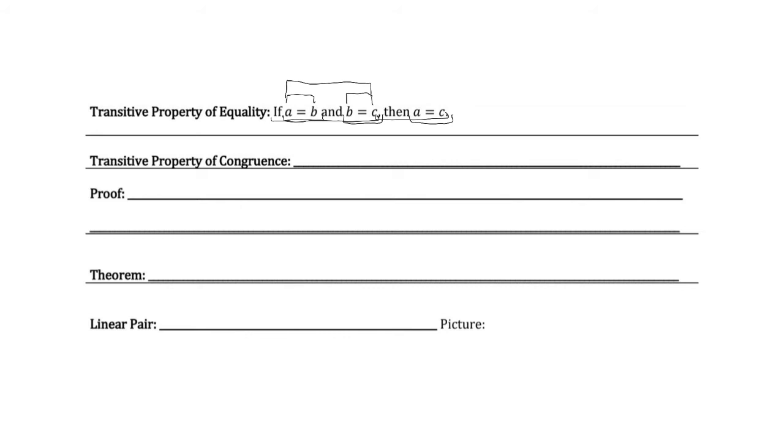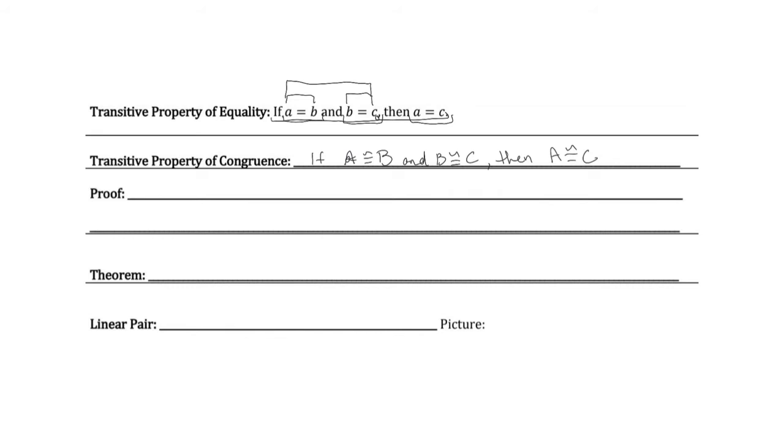It's going to be essentially the same looking thing, but it says if capital A is congruent to capital B, and capital B is congruent to capital C, then A is congruent to C. Essentially the same thing, but we're going to go over how congruence is technically different than just an equal sign.